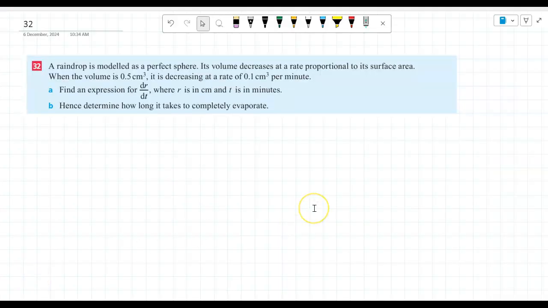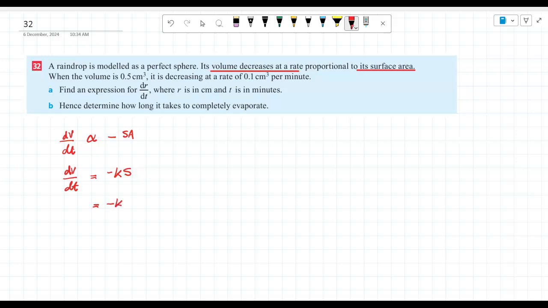So if you read this out, a raindrop is modeled as a perfect sphere. Its volume decreases at a rate proportional to its surface area. So dV by dt decreases, minus sign, surface area. Correct? So dV by dt is equal to minus k times the surface area.